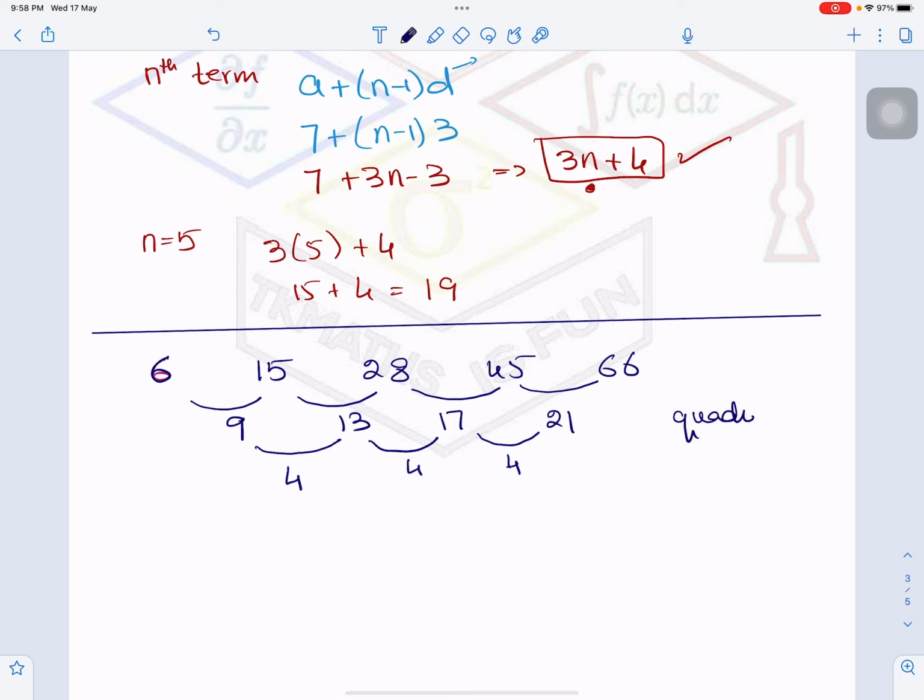Okay. So at the second layer, this is first layer, this is second layer. The difference is common in the second layer, then it is called a quadratic sequence.